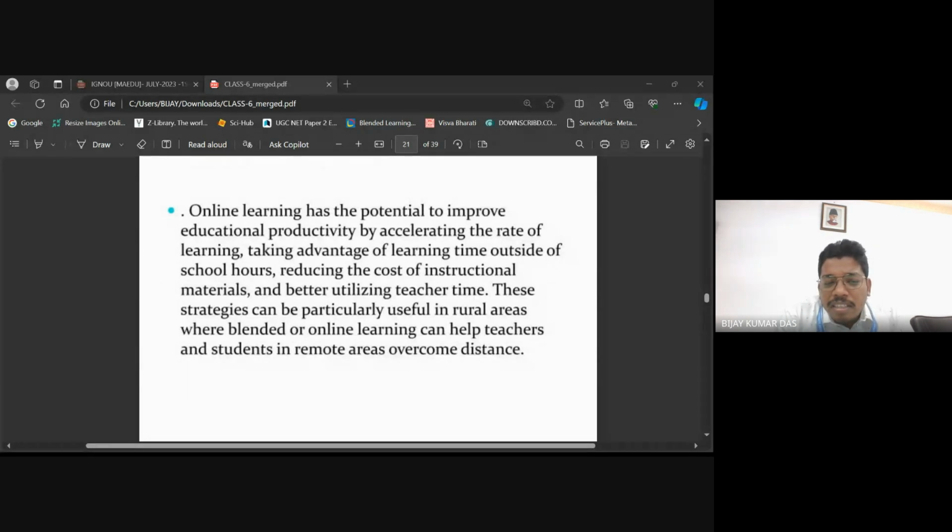So these strategies can be particularly useful in rural areas, because you know that some people in rural areas are not getting proper education, right? So blended and online learning can help both teachers and students in remote areas, or you may say overcome the distance between the teacher and the students. So if we follow this blended flow of learning, it will create an opportunity and facilitate the learner as well as the teacher to accommodate the teaching learning situation in a very systematic form.